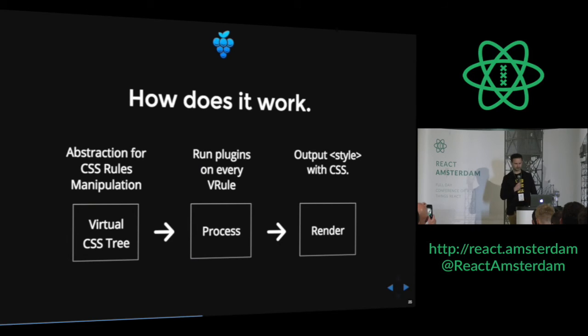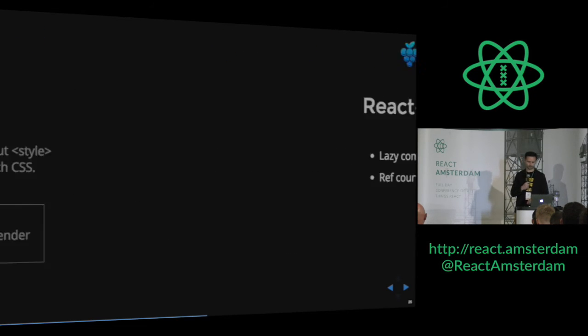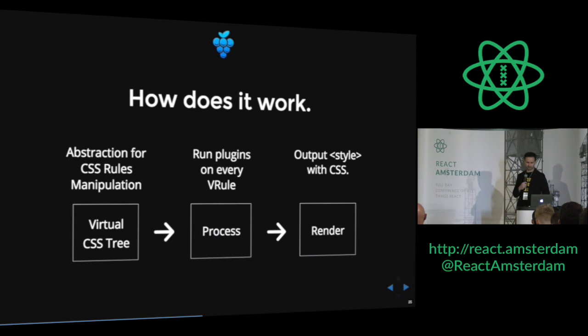How does it work inside? First, once you pass your styles to GSS, it creates a virtual CSS tree, similar to the virtual DOM. It's basically an abstraction for your rules. Then it calls plugins on every rule, and then it outputs a regular style string, a CSS string, and renders it inside of a style element into the DOM. I mean, this is very straightforward.